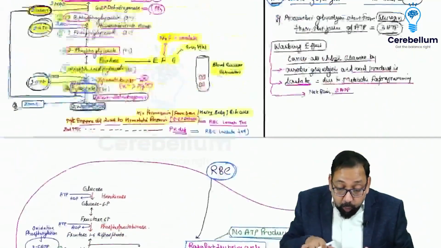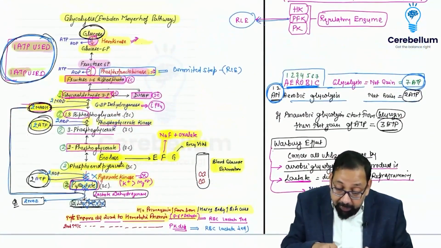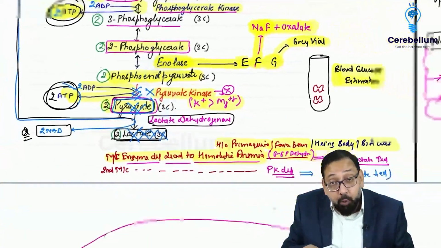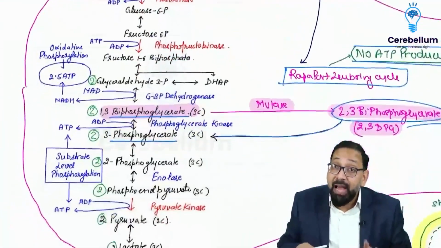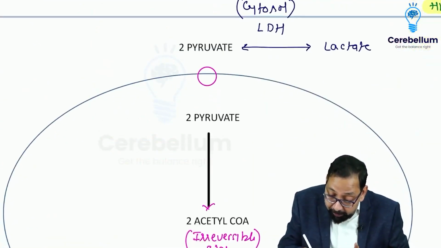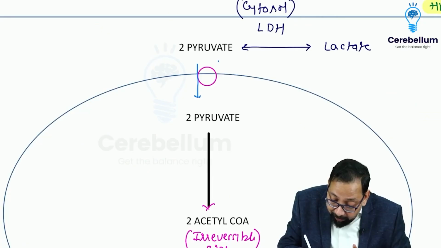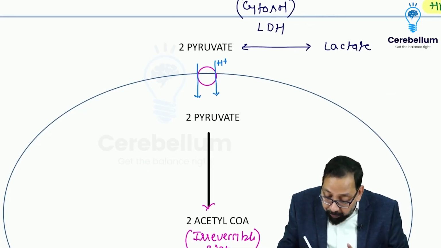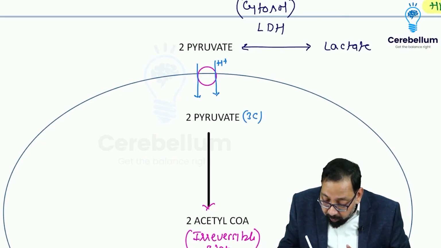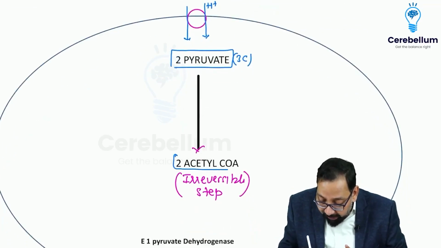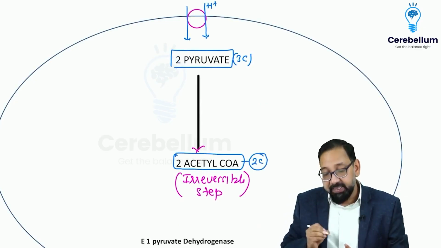Now we come to aerobic glycolysis again. In aerobic glycolysis, the end product was pyruvate. This pyruvate is further metabolized in aerobic condition. In aerobic condition, this pyruvate will enter the mitochondria with the help of an H-ion symport, a proton symport. Pyruvate has 3 carbons. It will be converted to a 2 carbon compound, acetyl coenzyme A. Acetyl coenzyme A, acetate, acetic acid. How many carbons?